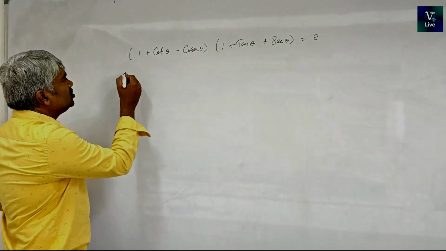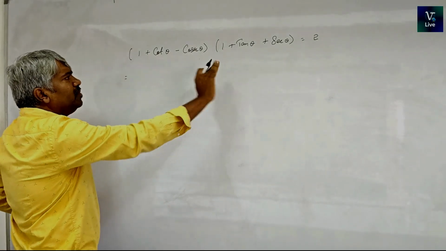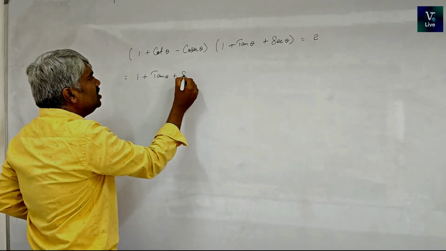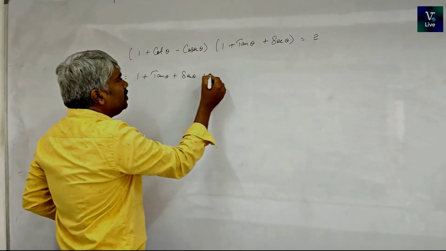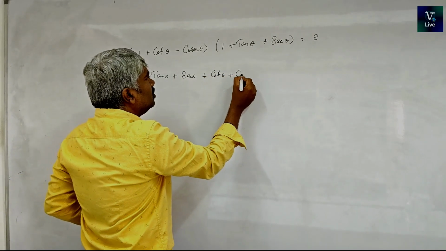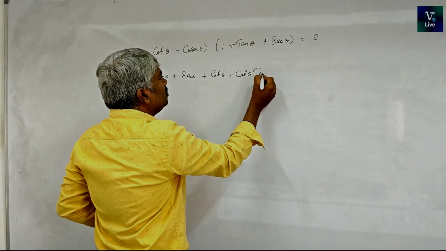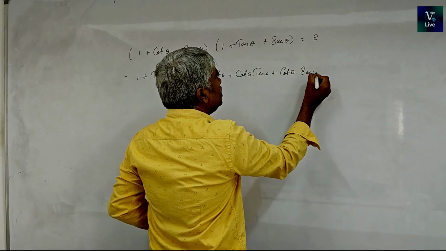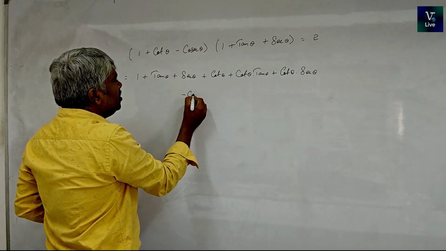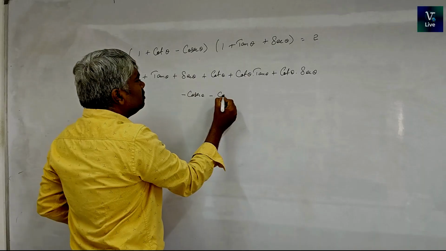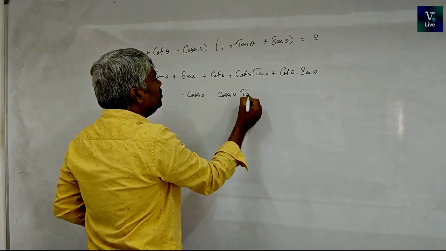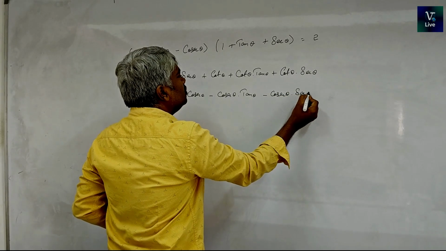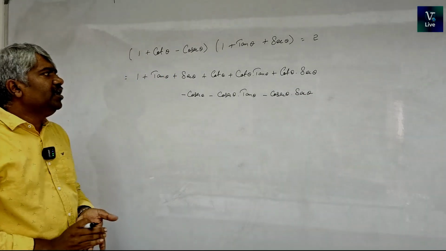So, I am going to solve this. Just multiply with normal calculation. 1 into 1 is 1, 1 into tan theta, 1 into secant theta. Then when you multiply cot theta into 1, cot theta into tan theta, cot theta into secant theta, then minus cosecant theta into 1, minus cosecant theta into tan theta, minus cosecant theta into secant theta. Now we need to solve this.